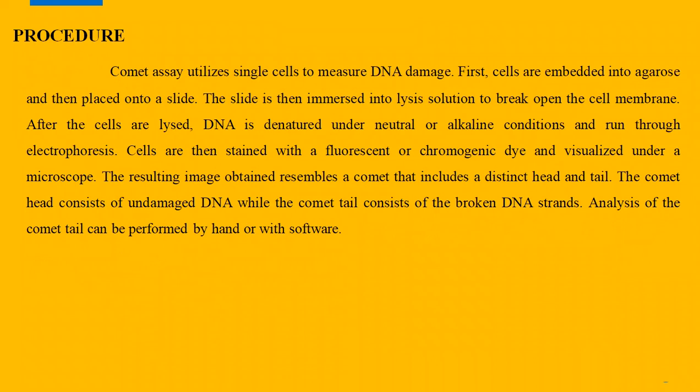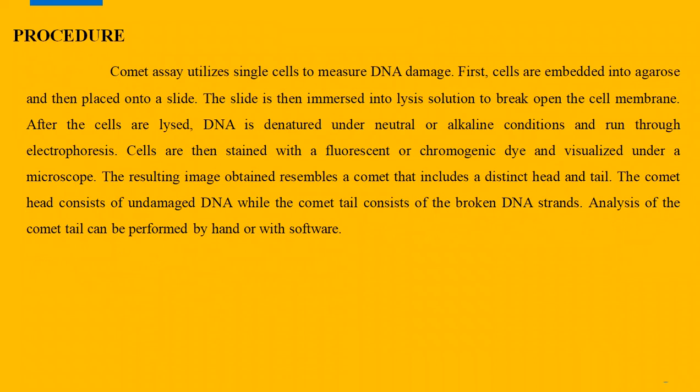Once the cells are all lysed, the DNA is denatured, as it is told before, with either neutral or alkaline condition, but alkaline condition is better to use, and it is run through the process of electrophoresis. And already the cells are stained with the fluorescent or chromogenic dye, because when it is run under the process of X-ray or autoradiography, it is easy to identify them if they are colored or marked with some known substances. So hence they are marked with fluorescent or chromogenic dye.